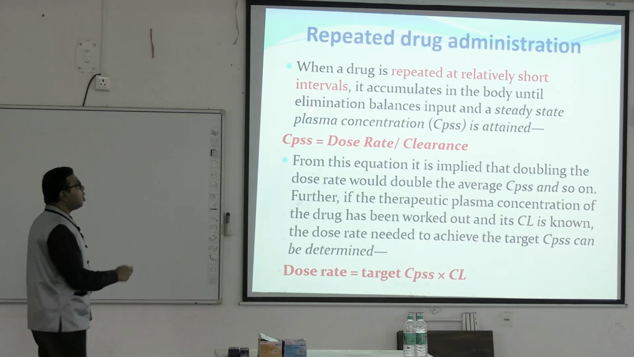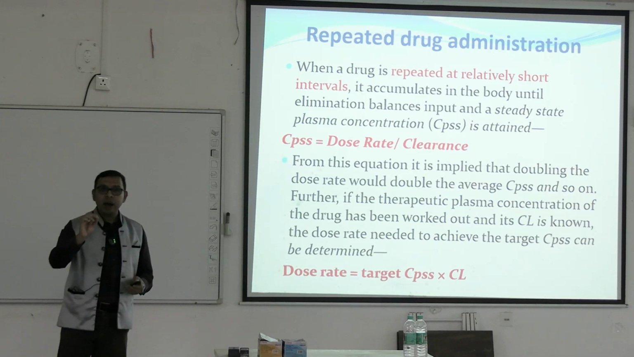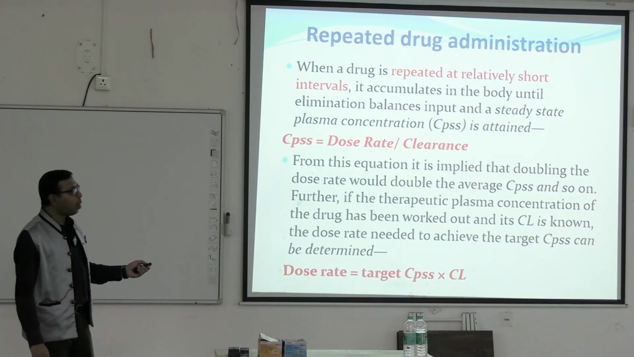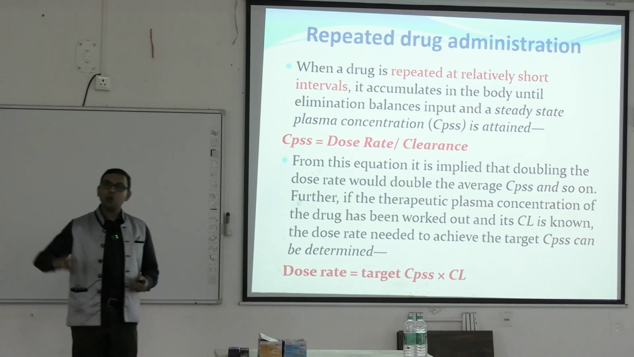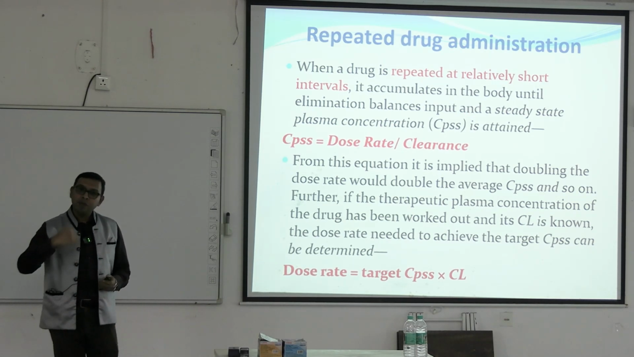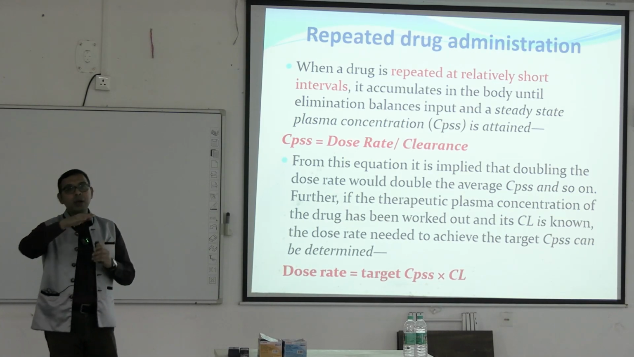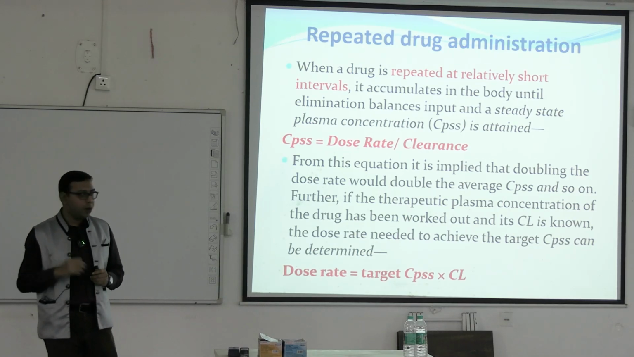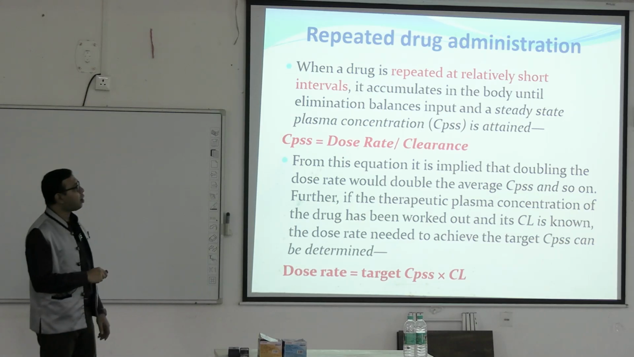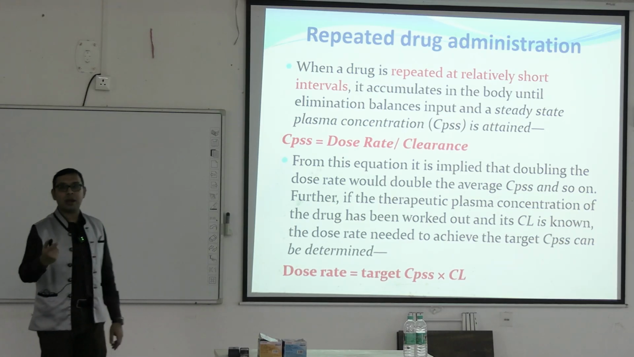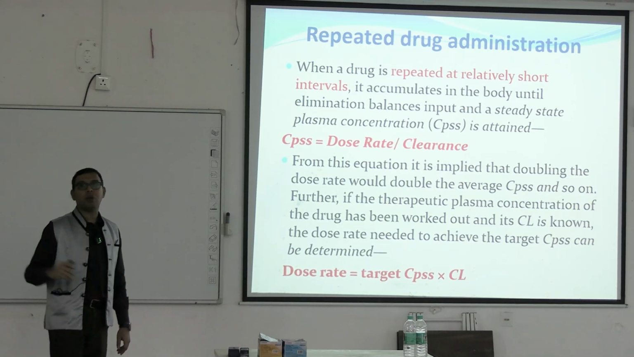Okay. So now when a drug is repeated at relatively short intervals, if we are repeating a drug at very short intervals, it accumulates in the body until elimination balances the input and a steady state plasma concentration is attained. So ultimately, by this first order kinetics, 50% eliminated, a time will come when a steady state plasma concentration will be reached. This is known as the Cpss or steady state plasma concentration. This is calculated by dose rate by clearance. Dose rate is the rate by which we are giving the dose of the drug, and it is divided by the clearance of the drug.